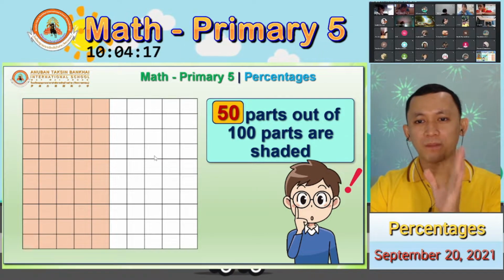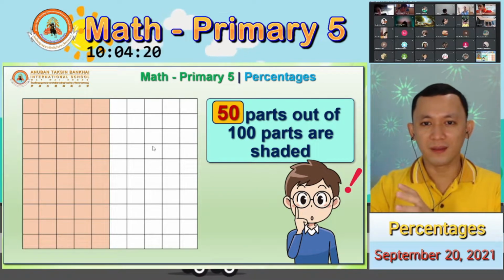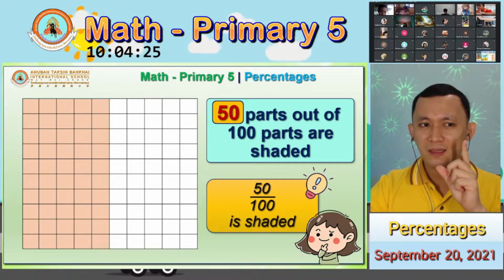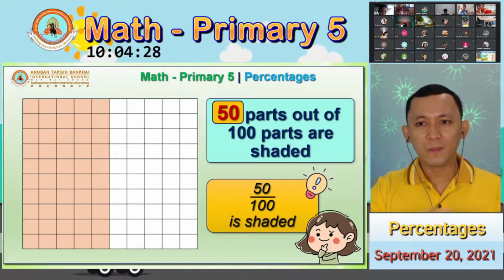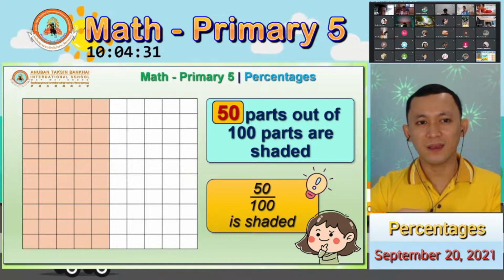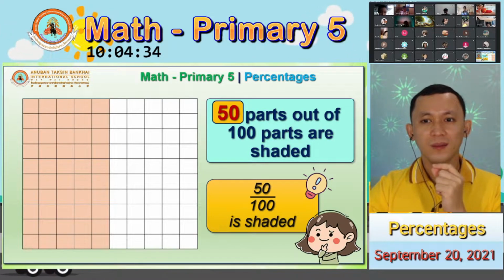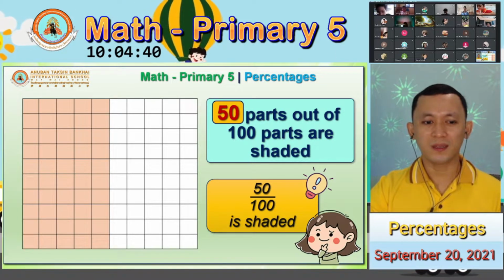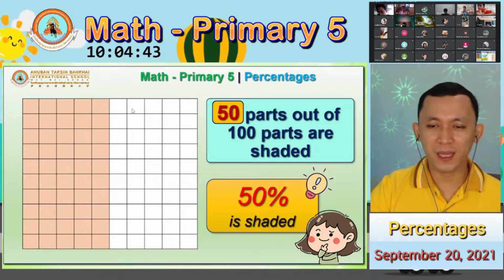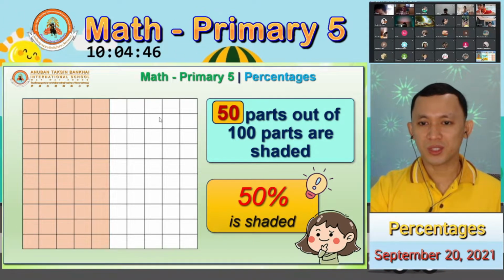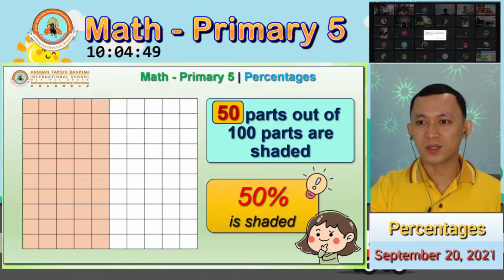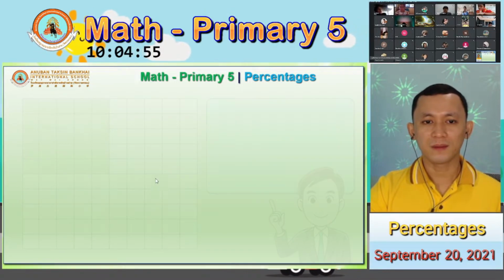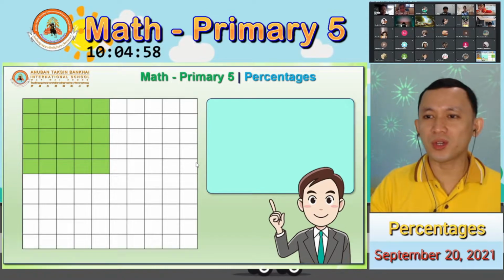We have 50 parts out of 100 parts shaded. So what's this in fraction? We can say that it's 50 over 100, or 50 hundredths, is shaded. Now, how many percent are shaded? 50%. Okay, very good. So we have 50% of the figure shaded. Do not be confused by that. 50%.